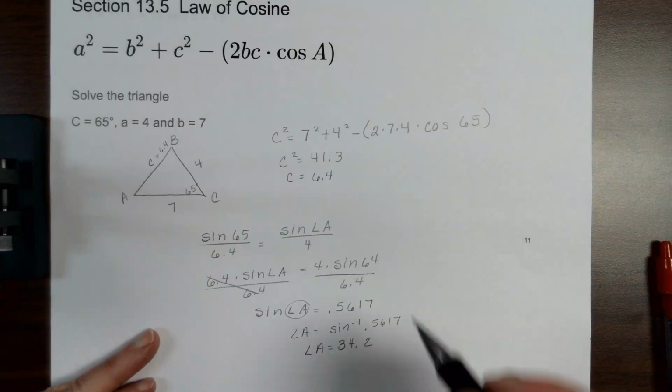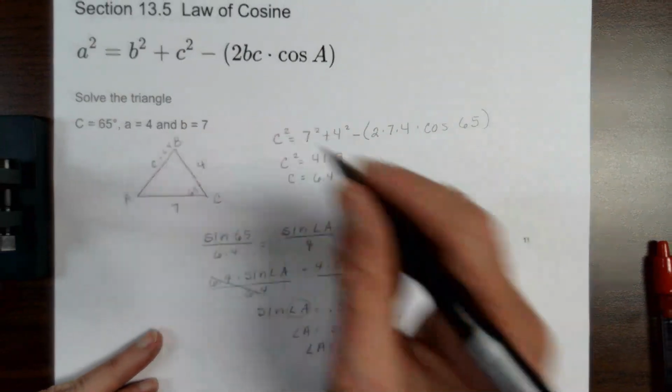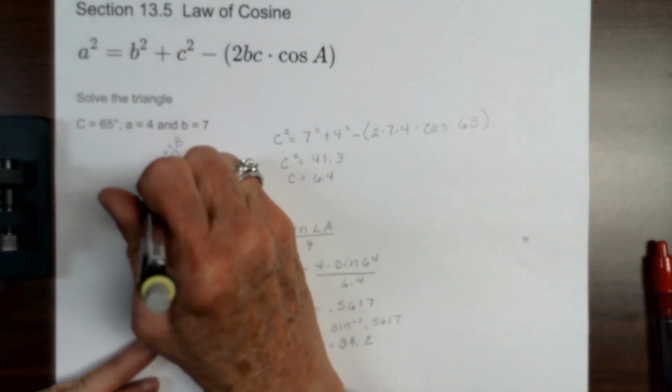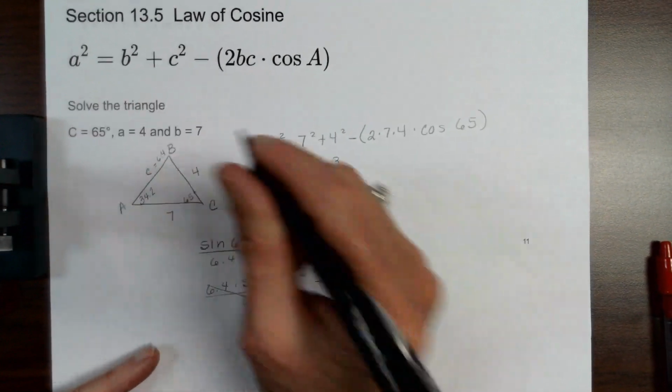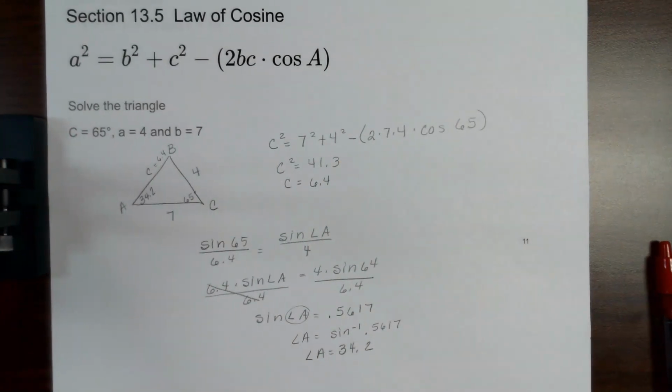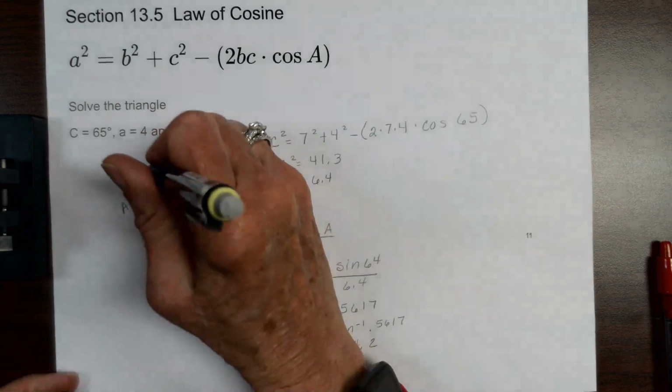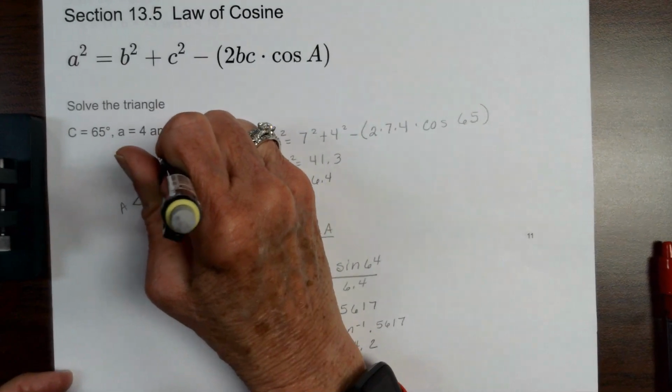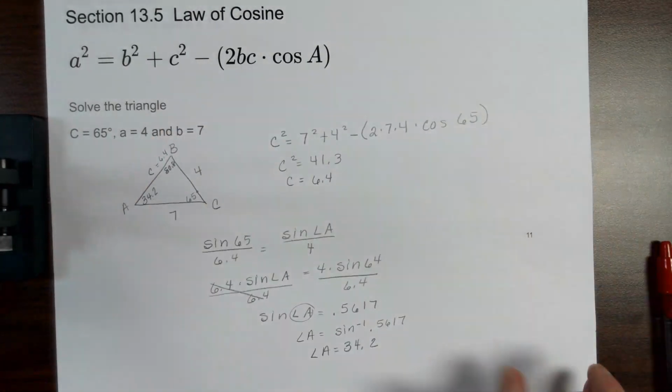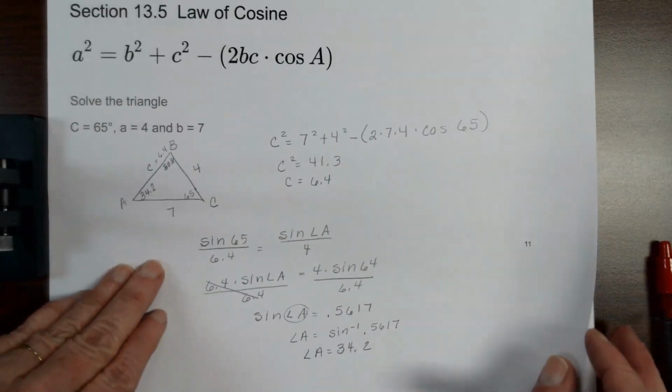So then I could find angle B by subtracting these both from 180. So 180 minus 34.2 minus 65 is going to give me 80.8. So now I've solved that triangle.